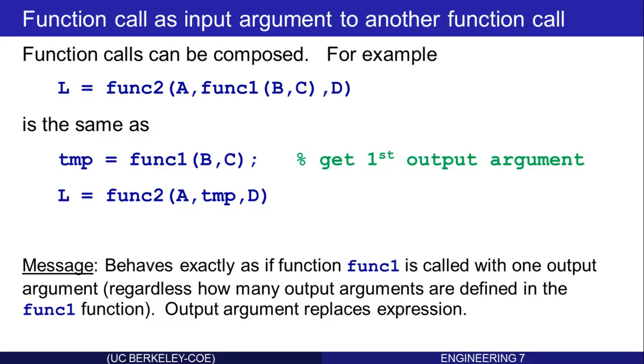The message from this slide is that the original line behaves exactly as if func1 is called with one output argument, regardless of how many output arguments are defined in the func1 function. Then, that one output argument simply replaces the expression in the subsequent call to func2. We use this a lot, and you already have used this earlier in the class.